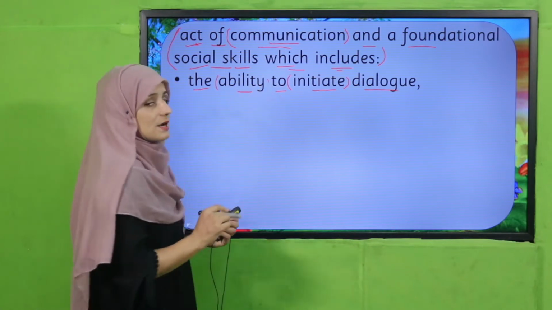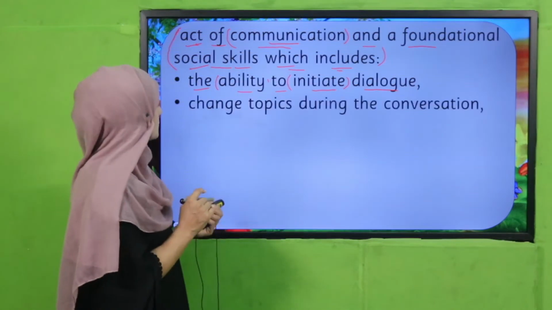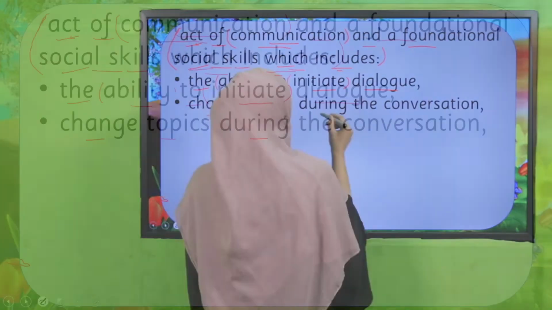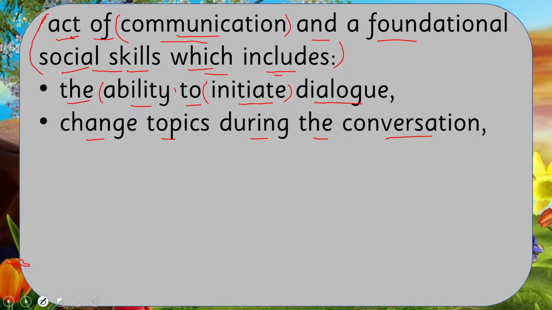This is the first dynamic, and the next is to change topics during the conversation. When we have started a conversation and are talking on a topic, if we are going to change the topic, how can we change it? In a polite way, with manners. That is also part of the dynamics of our best conversation.